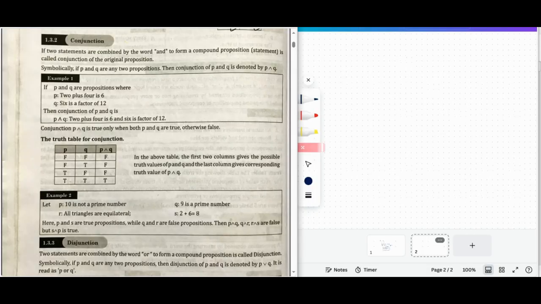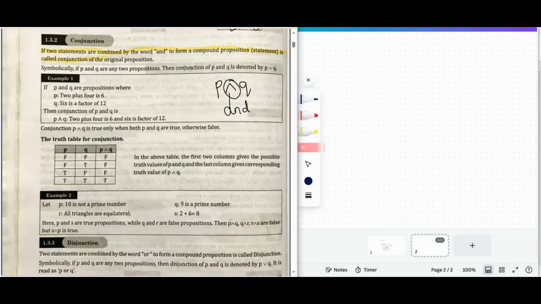What is conjunction? If two statements are combined by the word "and" to form a compound proposition, the statement is called a conjunction. So when we use "and" to connect two statements, it is called a conjunction. And what will be the symbol for conjunction? We represent "and" as ∧, that is cap. This cap is used for conjunction, and "and" means nothing but cap.